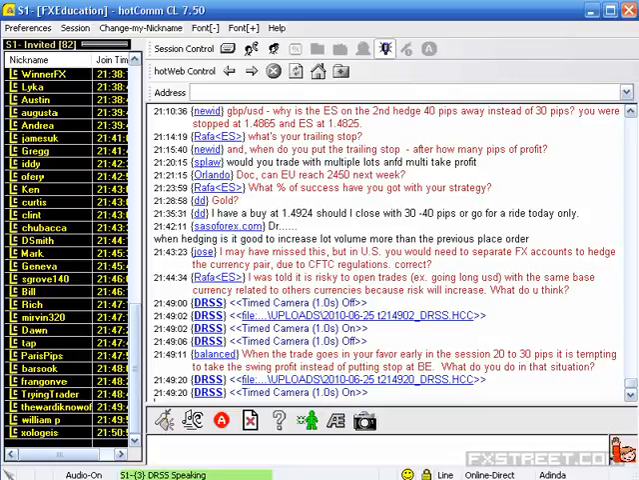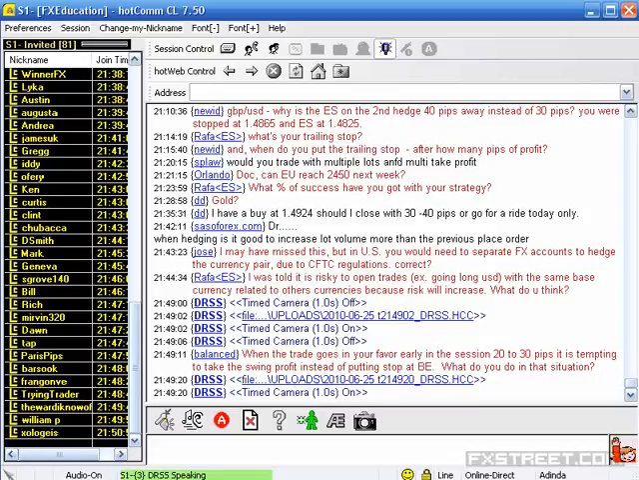DD, what about gold? Gold is expected to slide. Let me just read the first one. I have a buy at 49.29. Should I close it with 30%? At least you keep stop at entry, and as I explained in the previous Asian session webinar, you can do position trading by using a 75 pips trailing stop. Hedging is a good way to increase lot volume more than the previously placed order.